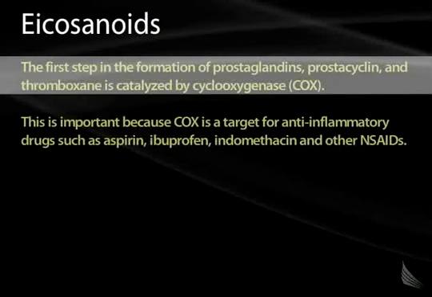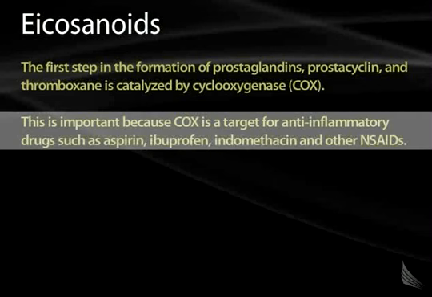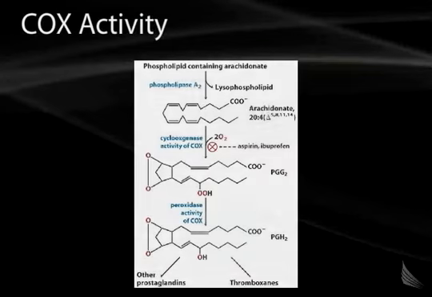The first step in the formation of prostaglandins, prostacyclin, and thromboxane is catalyzed by an enzyme called cyclooxygenase. This is important because cyclooxygenase is a target for anti-inflammatory drugs, such as aspirin and other non-steroidal anti-inflammatory drugs. Here's a schematic diagram of the activity of cyclooxygenase. Here you have arachidonic acid, and arachidonic acid is converted to a prostaglandin called PGG2 by cyclooxygenase. It further acts to form PGH2, which is the precursor for all of the prostaglandins.